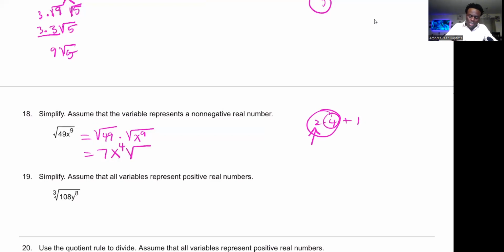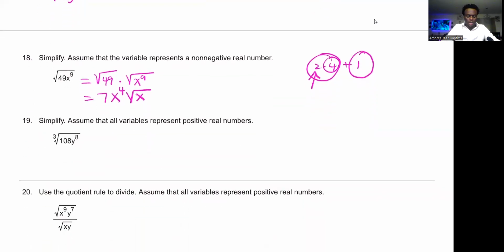And then the radical stays. The remainder is the power of the inside part of the variable. That's why I said the radical stays in your answer. If it was just power 8, then you would say just 7x to the 4th. But because it's 9 and 2 doesn't go evenly into 9, you get the remainder power inside. Same thing will happen here.